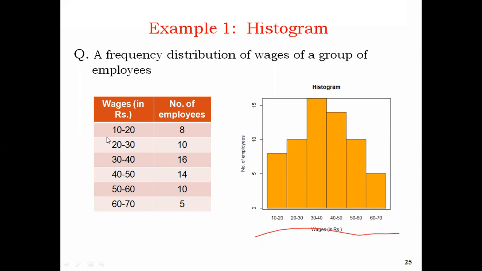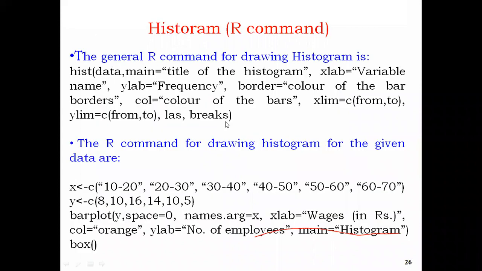So 10 to 20, 20 to 30, 30 to 40, 40 to 50, 50 to 60, 60 to 70, six classes, class intervals are given here, and then the number of employees. That means the frequencies are given here. So how can we draw it? This is your general command for drawing a histogram.